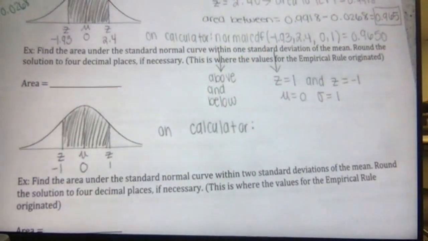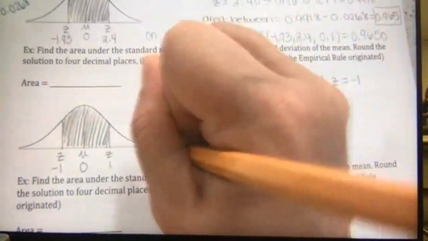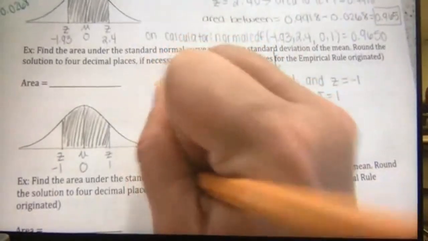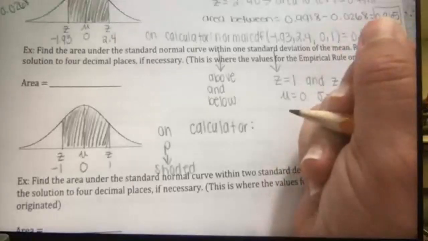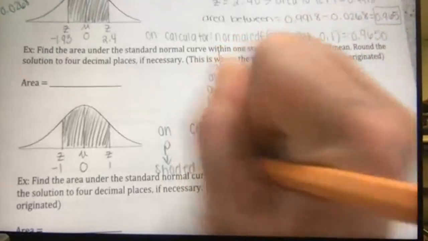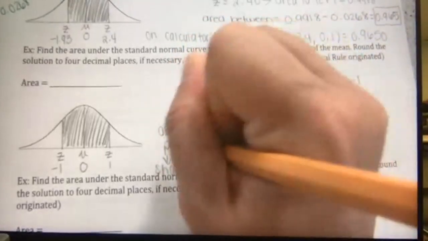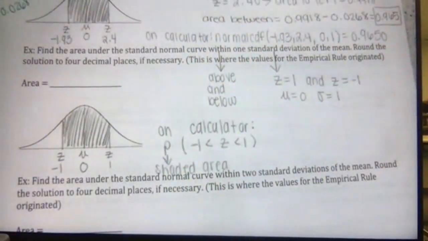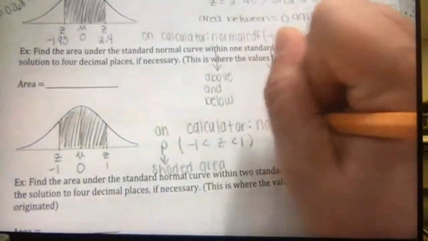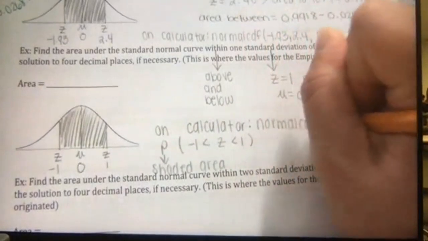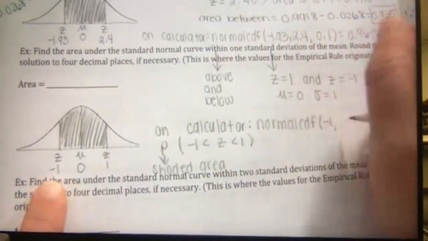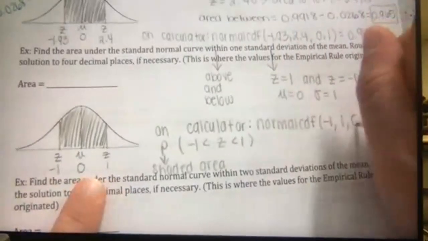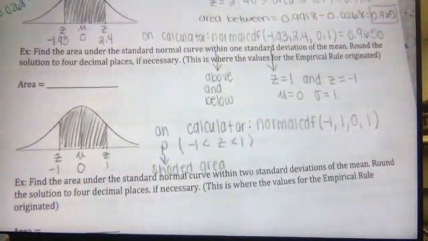On our calculator, I'm going to show you, just because I know it's coming up. Remember, P is our probability. Probability is our shaded area, the Z values within, so one below, one above. So negative 1 is less than Z is less than 1. Same thing on our calculator, we're still going to do normal CDF. Our lower limit is negative 1. Our upper limit is positive 1. Our mean is 0, and our standard deviation is 1.